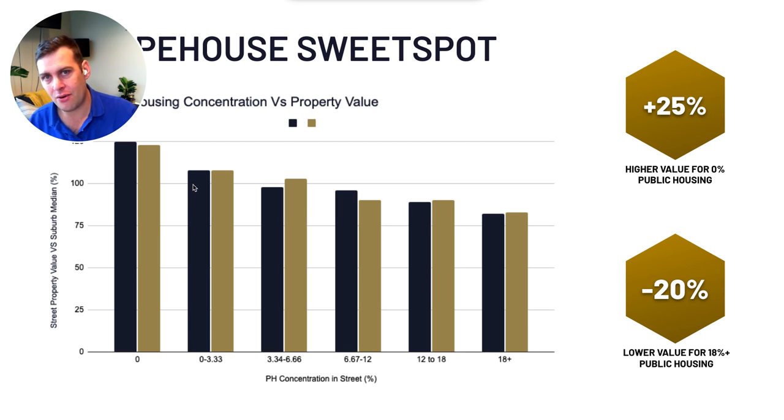If you come down to just over 0%, through to 3.3% public housing, you'd expect to pay 108% of the suburb median, all the way down to 18% or more public housing, where you would expect to pay 20% less than the suburb median.